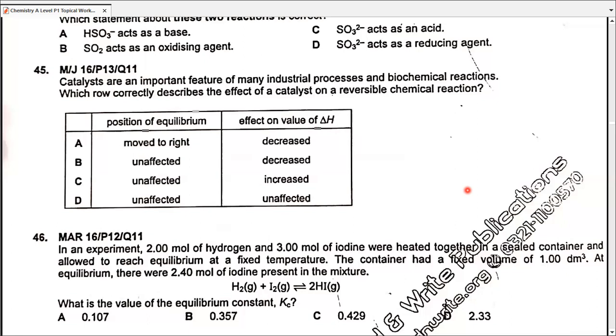Beta? Pronounce it for me because I didn't get whether you said beta or delta. Beta, beta. No, that's not right. Then it should be delta. Delta, that is right. Now, why do you think the value of delta H would not decrease or increase but stays unaffected?